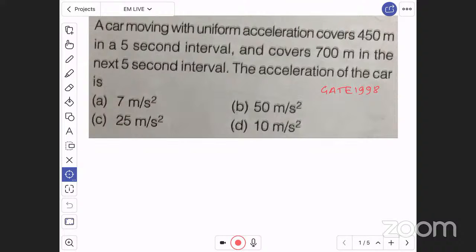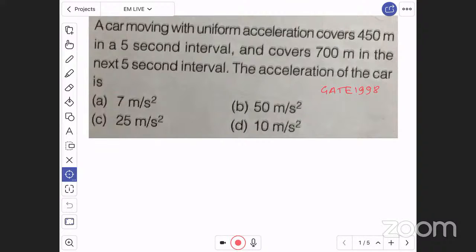In this lecture, we are going to see previous year GATE numericals on dynamics, that is linear motion. All the numericals will be on linear motion, that is straight line motion. Now, let us come to the first question.